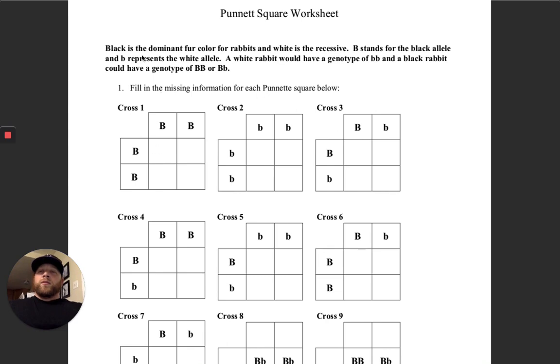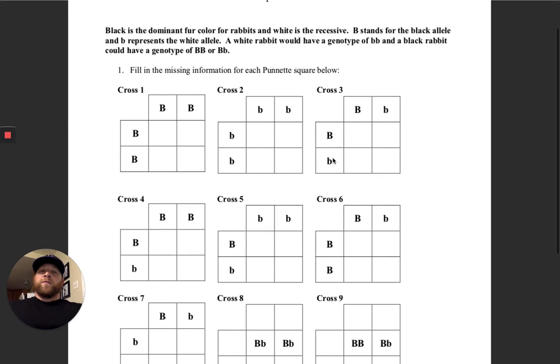Let's go to these Punnett squares. I'm going to fill out 5 of these with you guys. So to start this one, we have a cross between 2 homozygous dominant parents. Okay, so we take this capital B and this goes in both of the columns here. So we'll start right here. This capital B goes here.